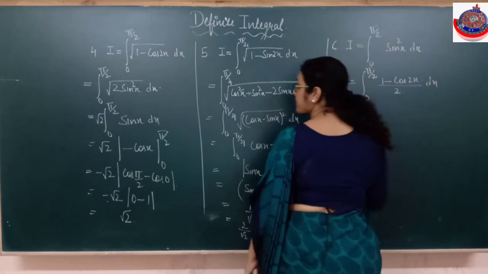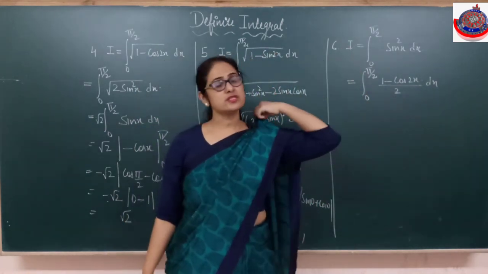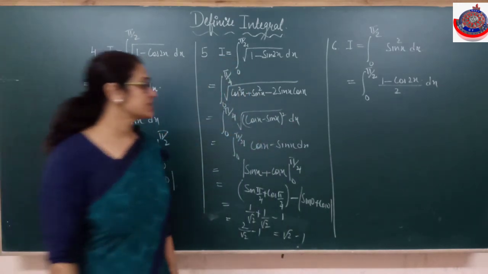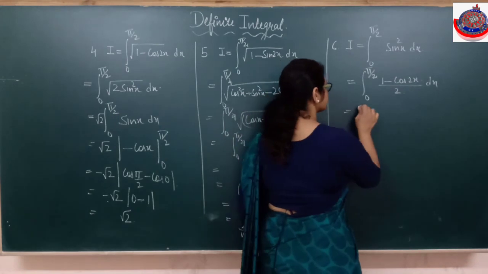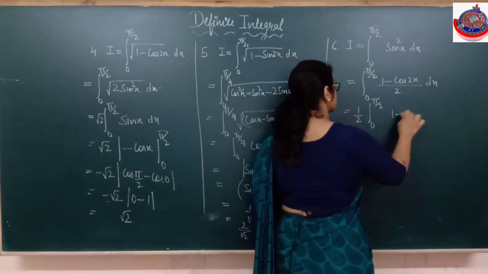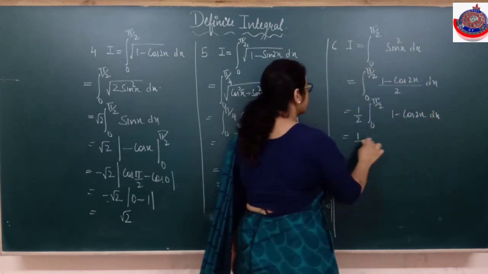Sine square we can write as, because my target is to remove the power, remember the same thing we have applied here: 1 minus cos 2x can be written as 2 sine square x. So sine square x can be written as 1 minus cos 2x by 2. So the constant comes out. Now these are the terms whose integration we know. Integrate.